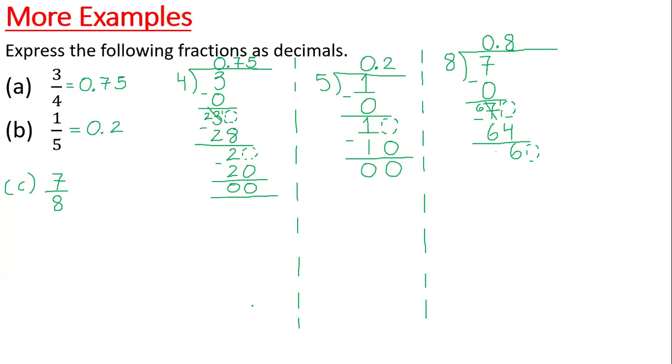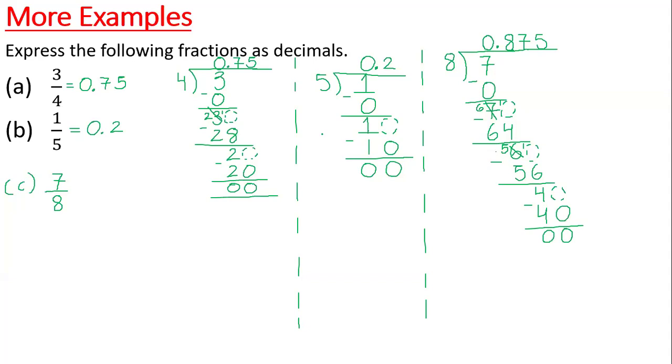How many times does 8 go into 60? 7 times. 8 times 7 is 56. This becomes 5. 10 minus 6 is what? 4. Can 8 go into 4? We can't do it, right? We have to add a 0. How many times does 8 go into 40? 5 times. 8 times 5 is 40. So we have 40 minus 40, which is 0.